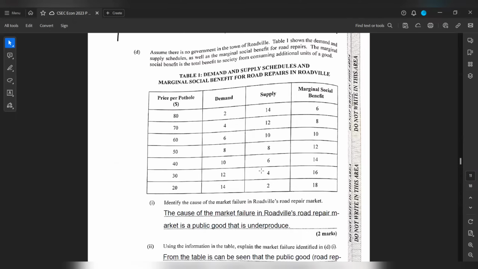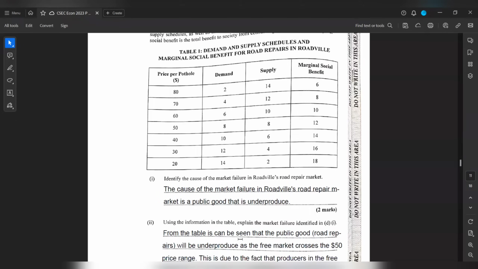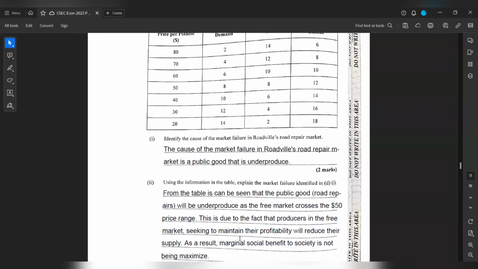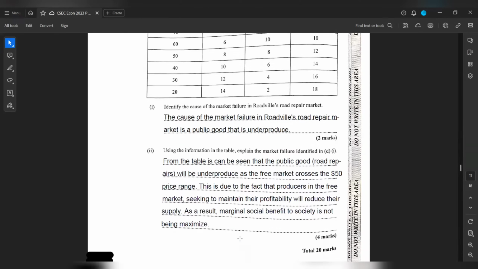Using the information in the table, explain the market failure identified in Part D1. From the table, it can be seen that the public good, which in this case is road repairs, would be underproduced as the free market crosses the $50 price range. This is due to the fact that producers in the free market seeking to maintain their profitability will reduce their supply. As a result, marginal social benefit to society is not being maximized.